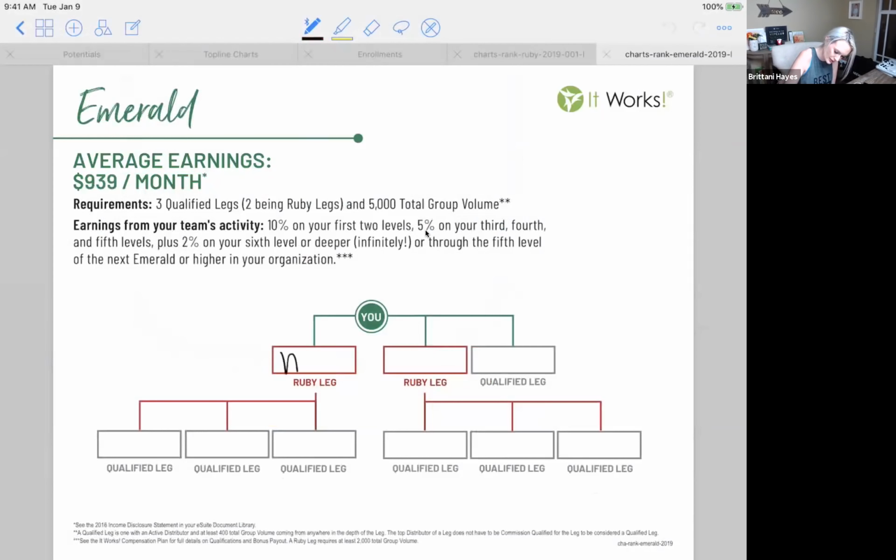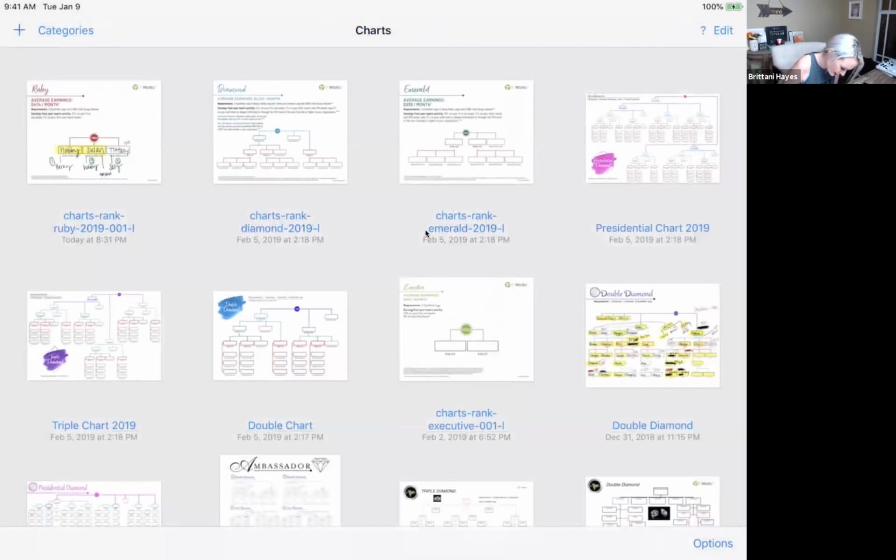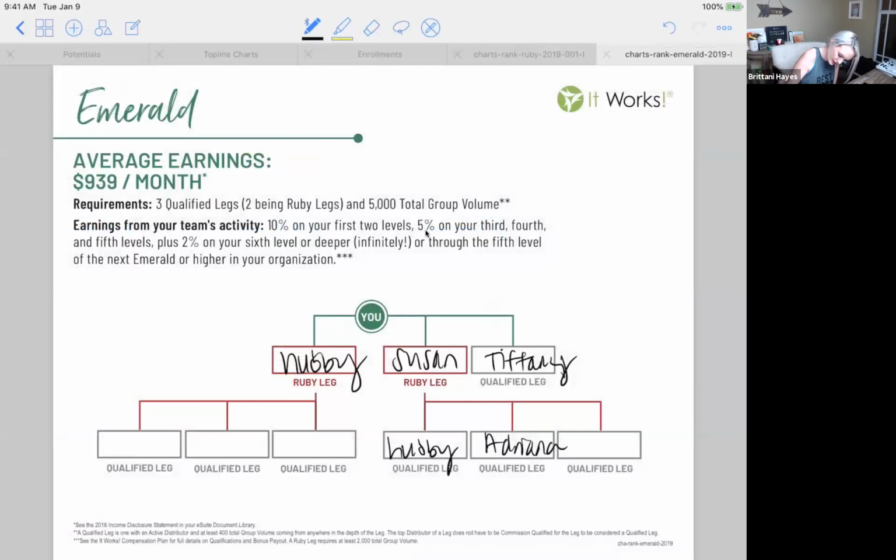So you have your husband, you have Susan, Tiffany. Susan had her husband, and you put Adriana over here. And then I don't remember who did we put over Becky. That's right. Okay. So then you have Becky right here. Okay, so now the next few people that you sign, you're going to stack under your husband first.